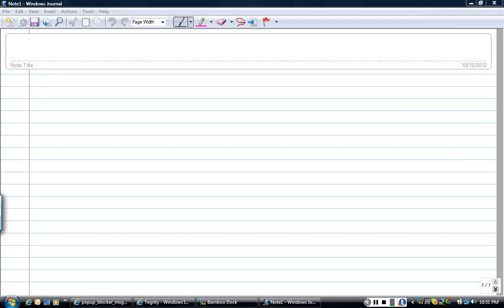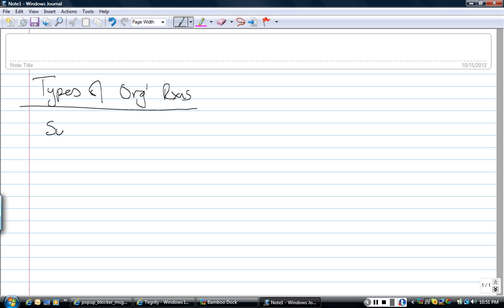Okay, so we're going to continue in our discussion of organic reactions and intermediates. So far we had looked at the types of organic reactions. We saw substitution, and we looked in fact at two types.